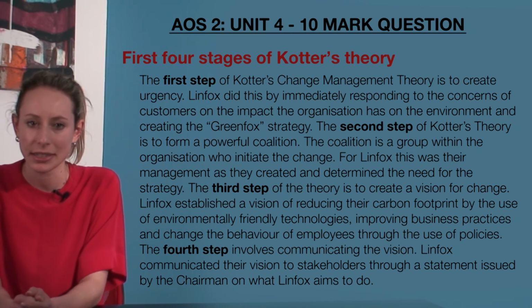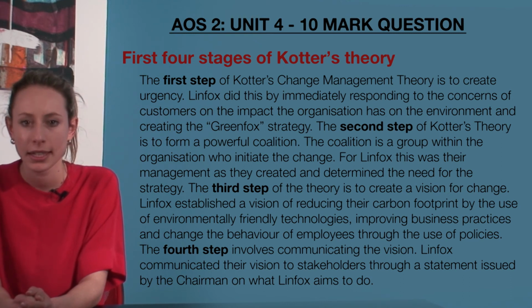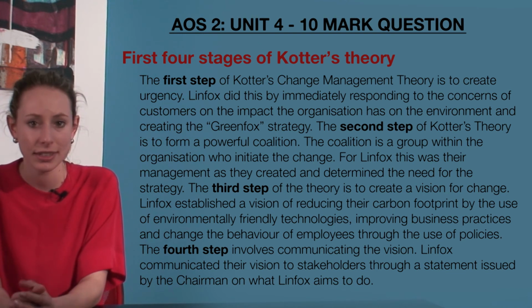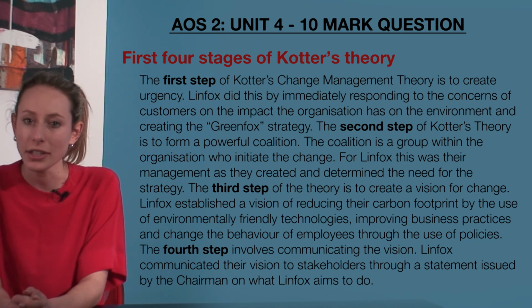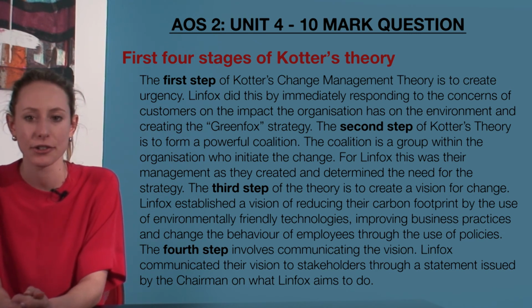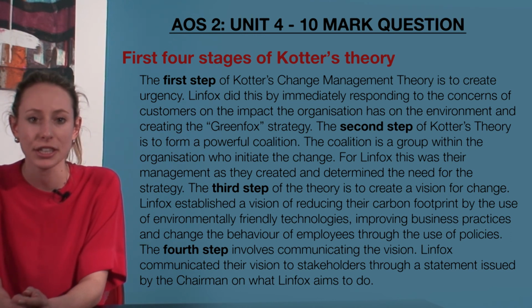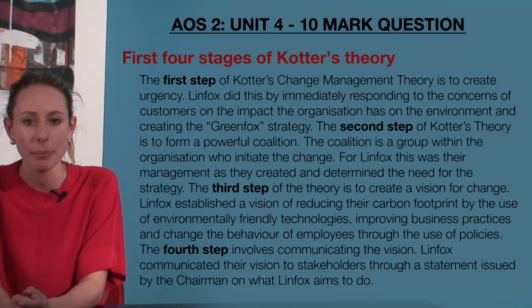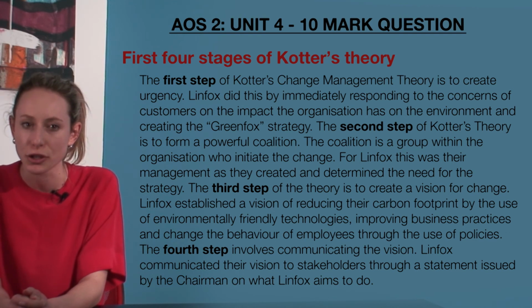The second step of Kotter's theory is to form a powerful coalition. The coalition is a group within the organisation who initiate the change. For Linfox, this was their management, as they created and determined the need for the strategy. The third step of the theory is to create a vision for change. Linfox established a vision of reducing their carbon footprint by the use of environmentally friendly technologies, improving business practices, and change of behaviour of employees through the use of policies. The fourth step involves communicating the vision. Linfox communicated their vision to stakeholders through a statement issued by the chairman on what Linfox aims to do.